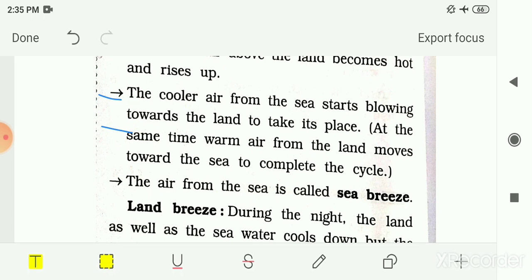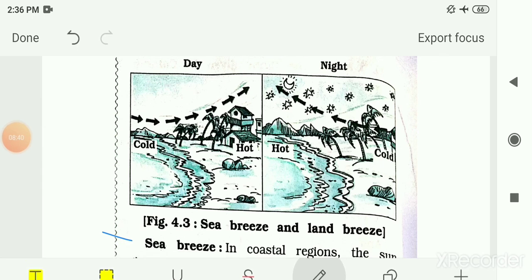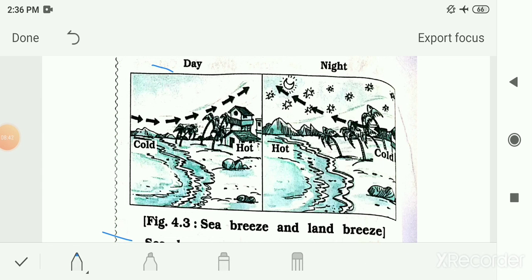So we can say that the air from the sea is called the sea breeze. It blows from sea towards the land. So this is the sea breeze. Here in the picture it is also given to you. So here as you can see, it occurs during the daytime.